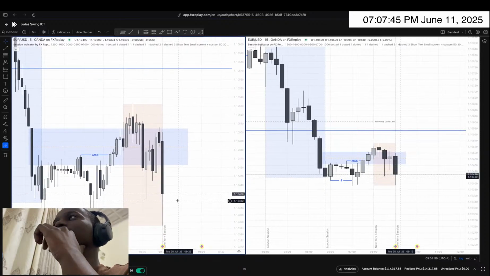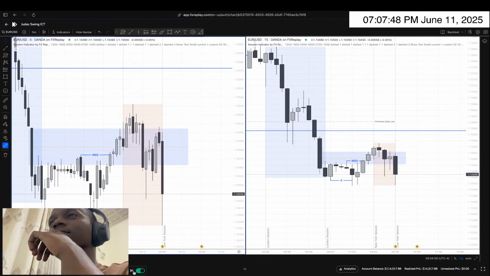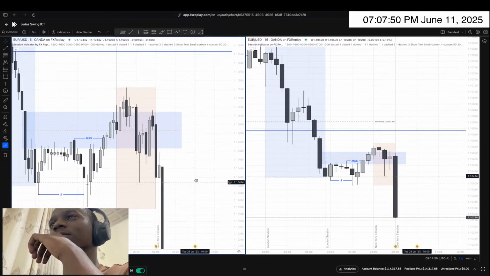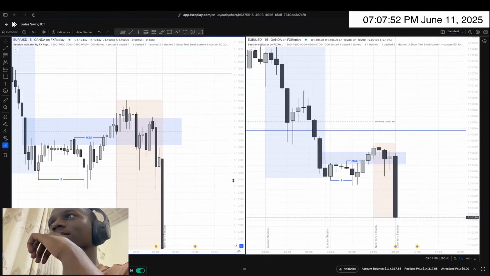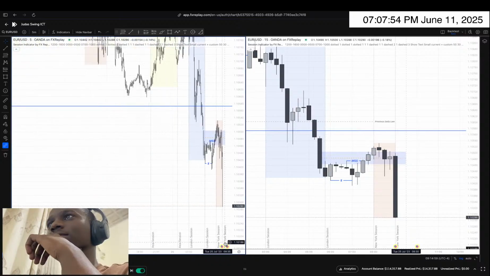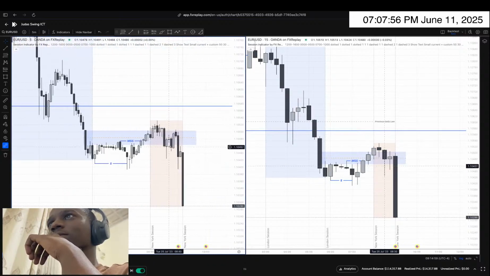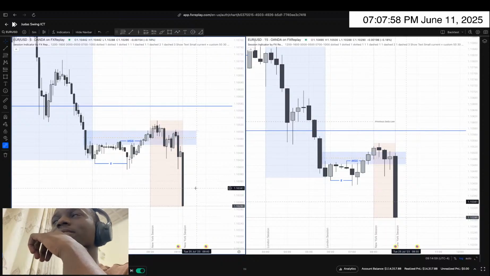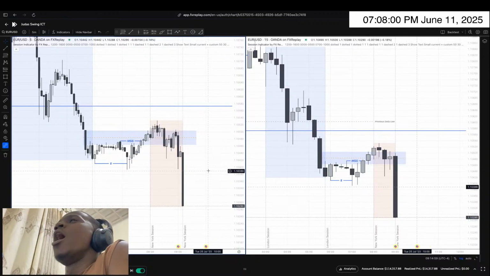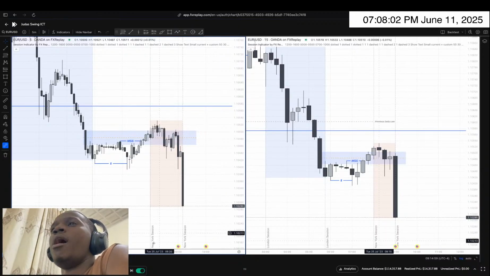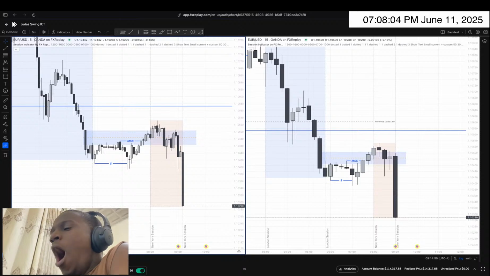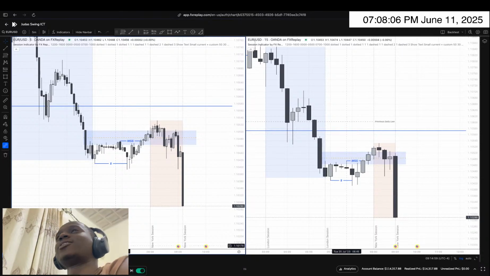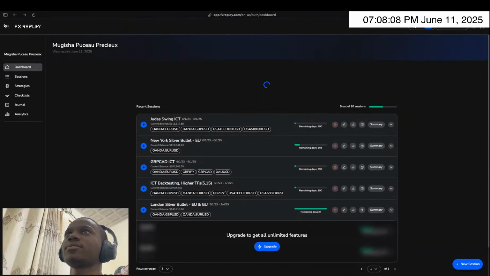So no entry for now. And close the laptops and go. And wait, we have a really crazy drop. We get a really crazy drop later on. Oh god, this is really crazy. So I think that was all for this Judah swing.